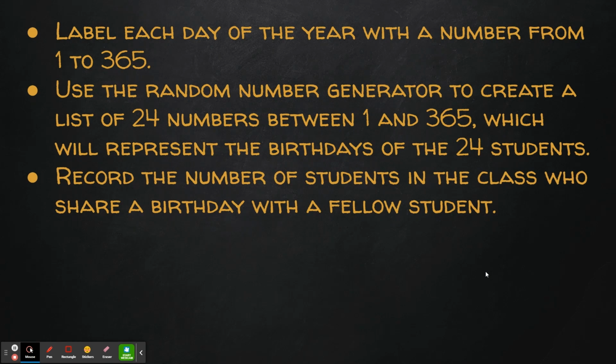We would then record the number of students in the class who share a birthday with a fellow student. We're not concerned with when the birthdays are. We're only concerned with if any students share a common birthday. So we would record a 0 if there were no common birthdays, or 2 if 2 students had a common birthday, and so forth.